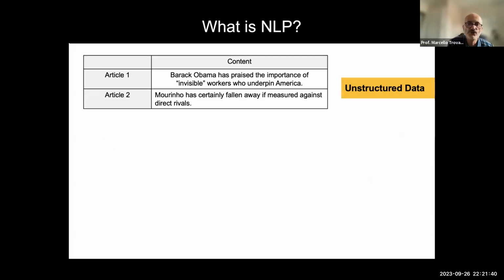Suppose we have two short articles. The first one says, Barack Obama has praised the importance of the invisible workers who underpin America. The second article, Mourinho has certainly fallen away if measured against direct rivals. Again, if you're a computer, all you would see is just symbols, gibberish. The first letter of Barack Obama is B, but the computer wouldn't know what B is. It doesn't really know what a letter is.